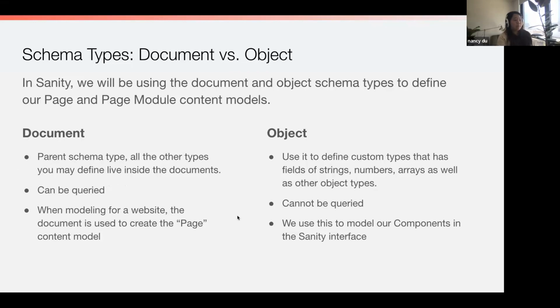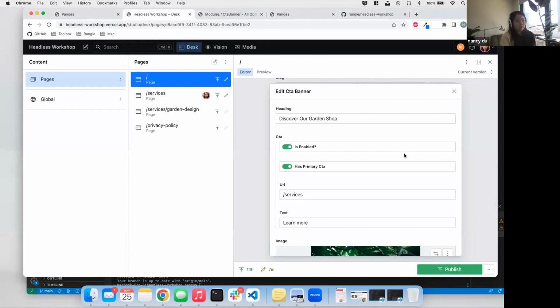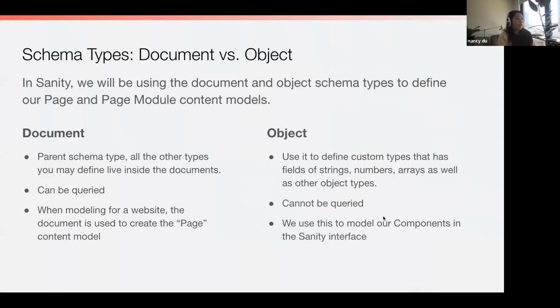So when we're modeling for a website, the document, again, is usually what creates the page content model that we're seeing. Versus the object, this is usually used to define custom types of fields, numbers, arrays, and this is not queryable. So although this can live within a document, you can't specifically query, for example, all of our CTA banners. And we do use this to model all of our components and the page module content models that we were just talking about.